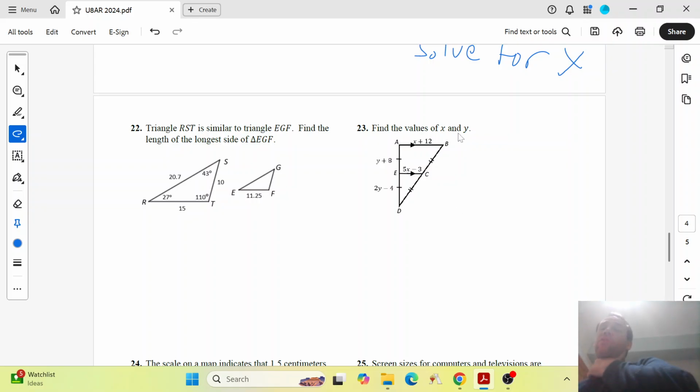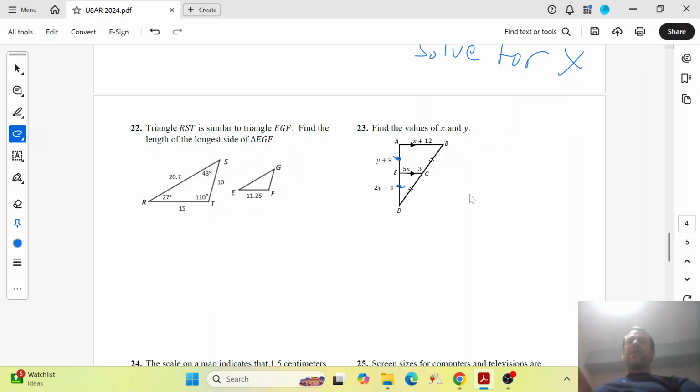Find the values of x and y. Those two sides are equal to each other, so you do that first. Try it on your own. Pause me. The sides, it says here there's a line which says that they're equal to each other.